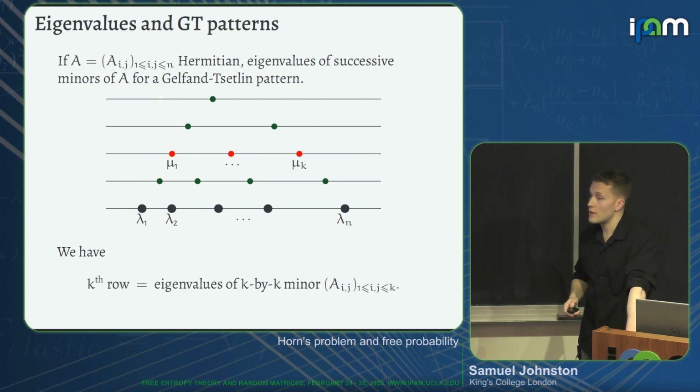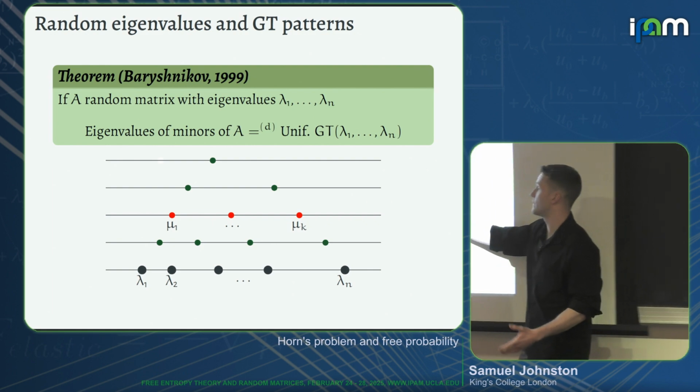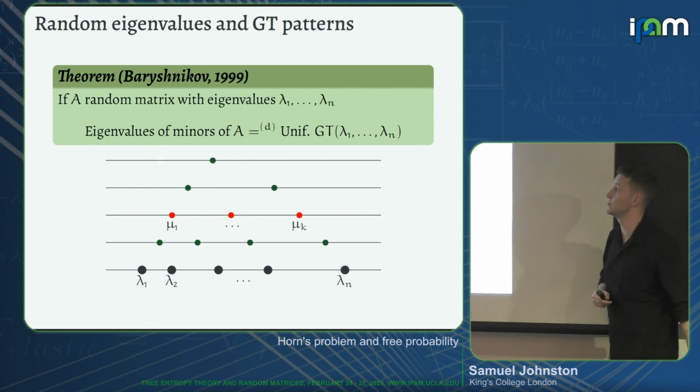So in analogy to how Coquereaux and Zuber showed that a random hive captures the law of the eigenvalues of a sum of random matrices, it turns out that a random Gelfand-Tsetlin pattern captures the law of the eigenvalues of a minor of random matrices.